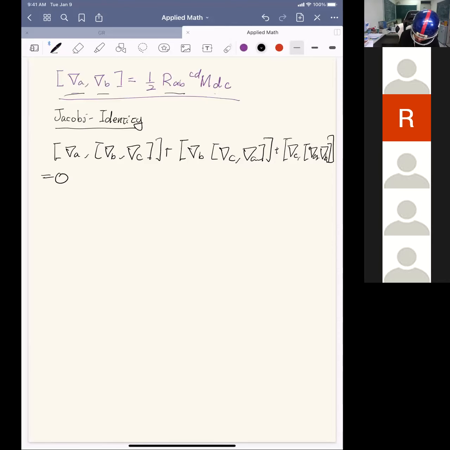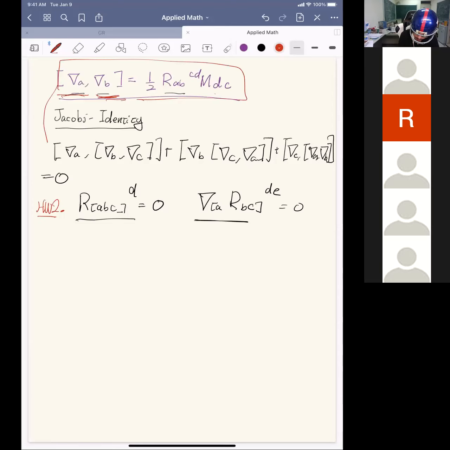So this immediately gives you two conditions. The first condition is that R with totally antisymmetrized ABCD is 0. And then δ_A R_{BC}^{DE} antisymmetrized is 0. So you get two conditions. Okay. So this is homework 2, which is actually I've simplified things. So I'm already imposing the torsionless constraint. So starting from this definition, show that from the Jacobi identity, you get these two conditions.